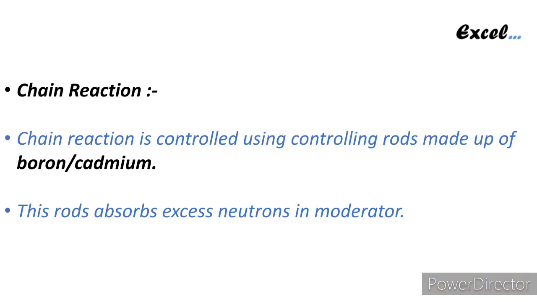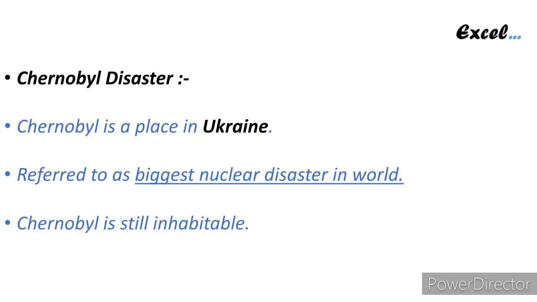This chain reaction is controlled using control rods which are made up of boron or cadmium. These rods absorb the excess neutrons in the moderator, slowing down the chain reaction. If the chain reaction is not checked, it can lead to a disastrous situation like what happened in Chernobyl in 1986. Chernobyl is a place in Ukraine, and the disaster is referred to as the biggest nuclear disaster of the world.